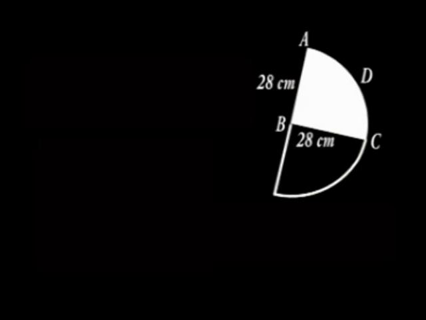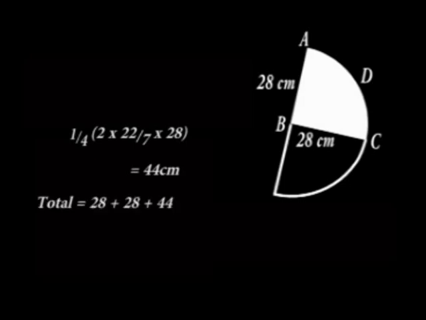For a quarter circle of radius 28, we shall have a quarter times 2 times 22/7 times 28, and that gives us 44 centimeters. Straight edges, that is 28 plus 28 is 56. We add to 44 and we shall have 100 centimeters.